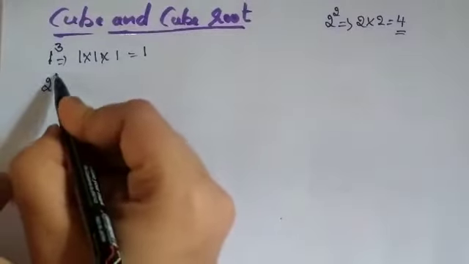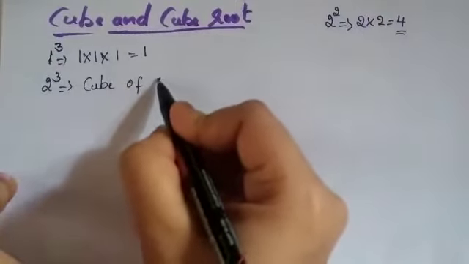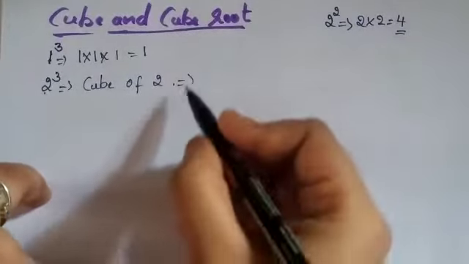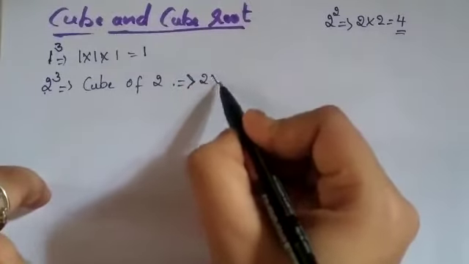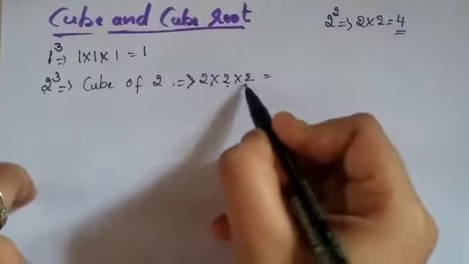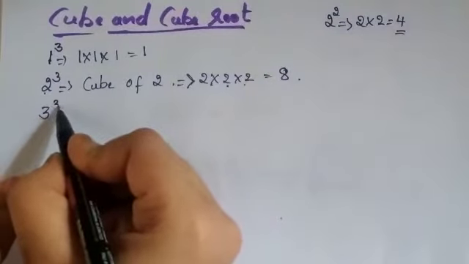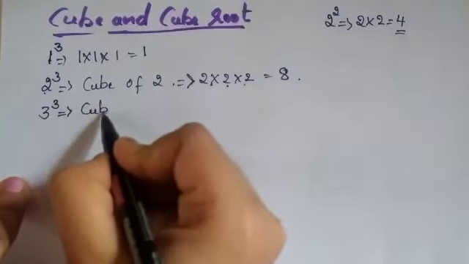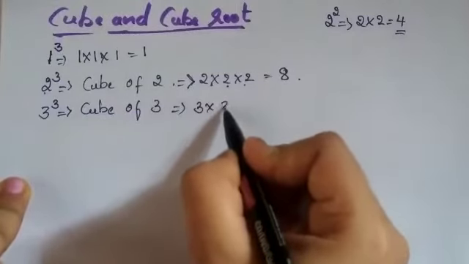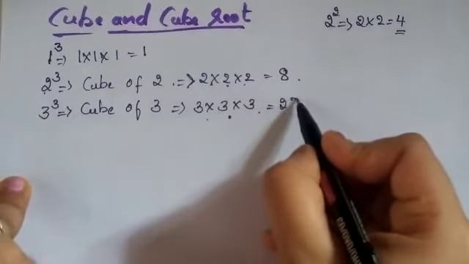Similarly, 2 to the power 3. That is the cube of 2. Isn't it? Cube of 2 is nothing but 2 to the power 3. So you are going to multiply 2 three times: 2 into 2 into 2. So 2 2s are 4, 4 2s are 8 here. Similarly, what is the cube of 3? 3 cube. That is, 3 you multiply 3 times: 3 into 3 into 3. So 3 3s are 9, 9 3s are 27 here.